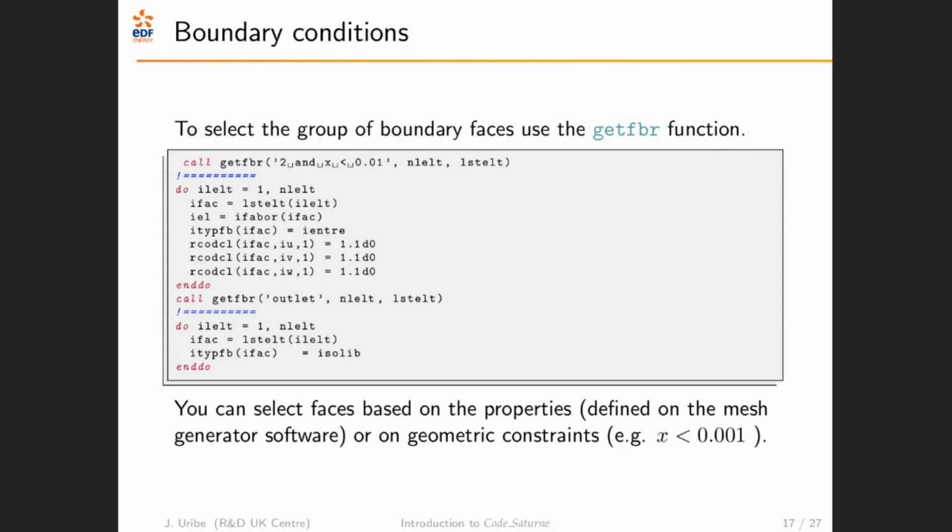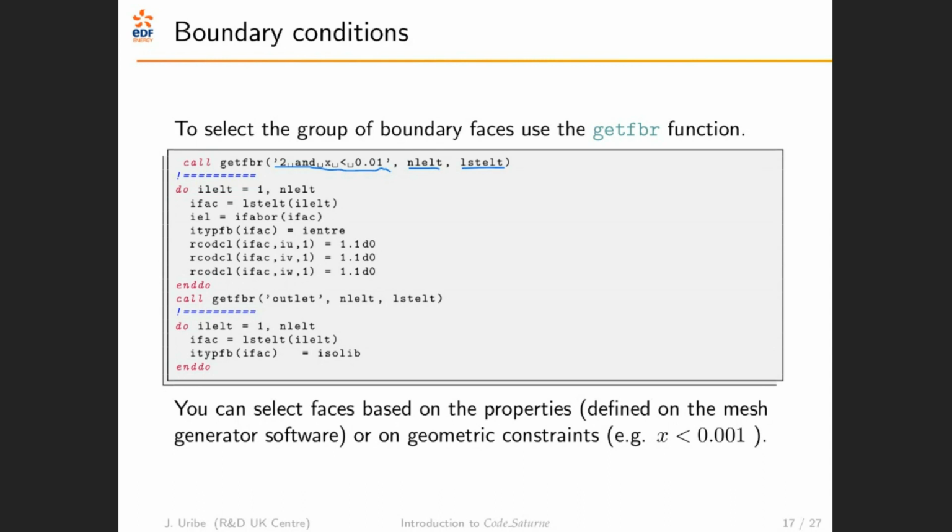So you can use this function getfbr, and you set selection criteria, and that will return a list of all those faces that comply with that criteria and the total number that are found in that particular processor. Okay, so this is all done locally. So then what you need to do is loop from 1 to the number of faces that you found and set the boundary conditions on those faces.